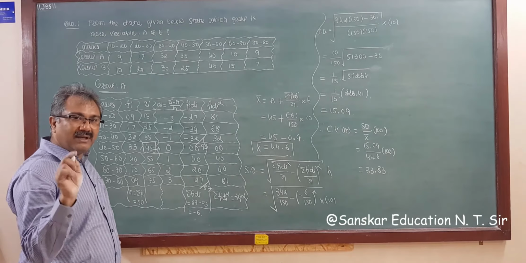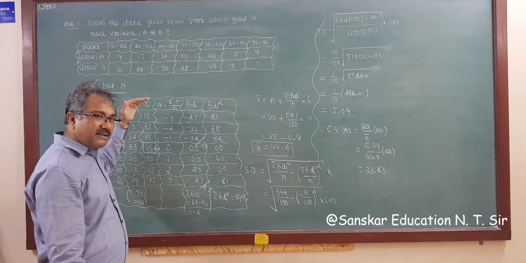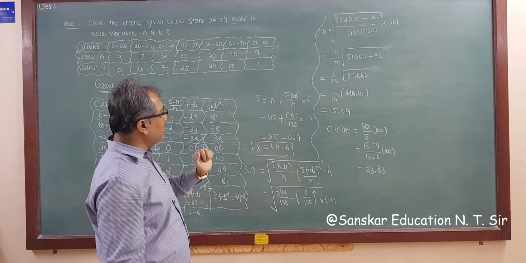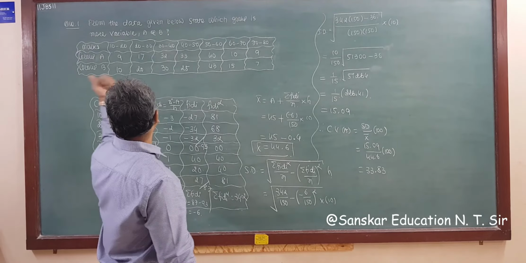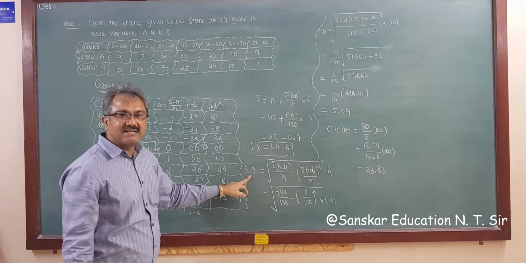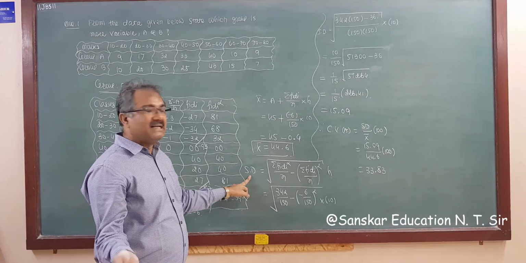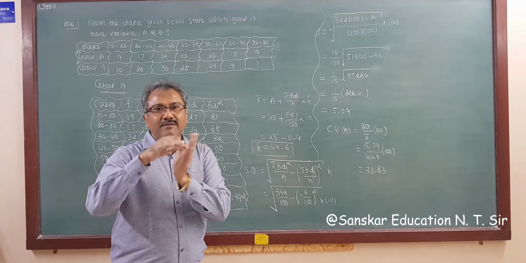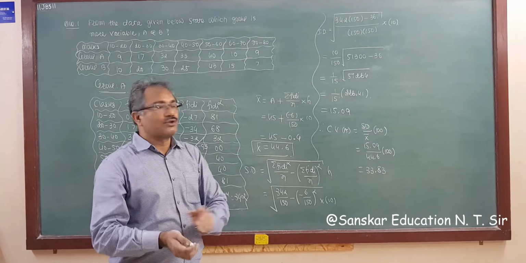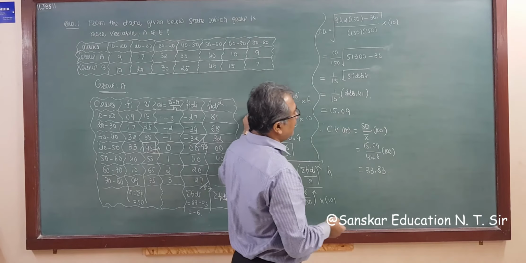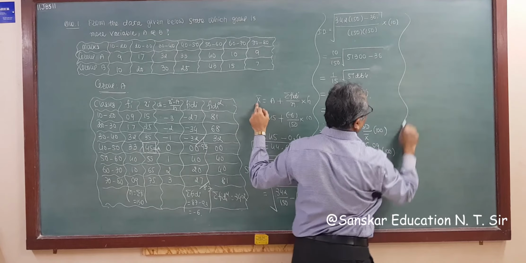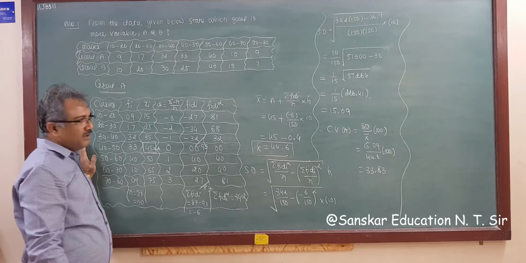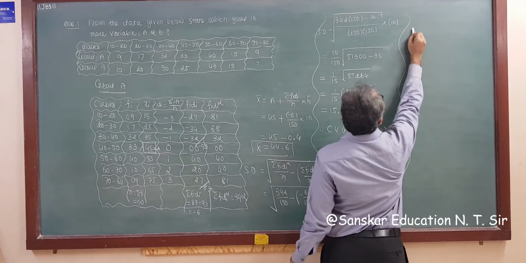Now similarly, in this way you have to follow these steps and find X bar for group B, then the standard deviation for group B, and CV for group B. I'm doing this one for you as practice. So for group B, make a table.